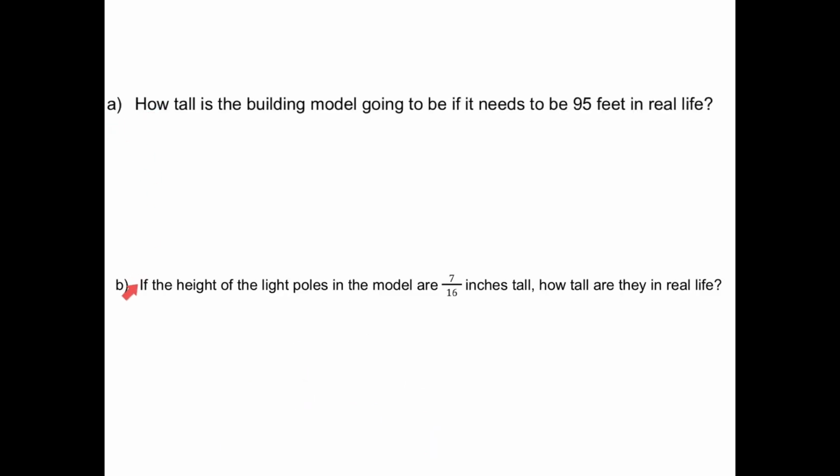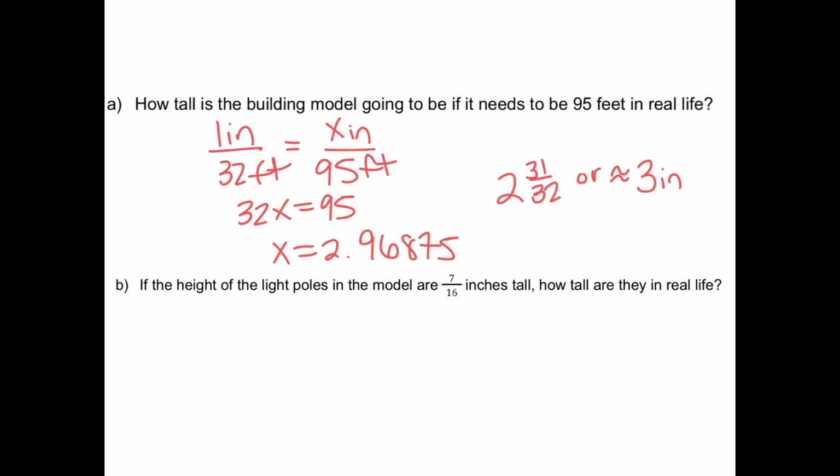So these problems have a part A and part B, so it's going to be using that same scale factor of 1 inch to 32 feet. So keep that in mind here. It says how tall is the building model going to be if it needs to be 95 feet in real life, and if the height of the light pole in the model is 7/16 inches tall, how tall is it in real life? When I do these problems, I do find it very helpful to include the labels in the math problem, but as long as you understand that they are only labels and they're not multiplying or anything, it's not 1 times inches or 32 times feet, it's 1 over 32 equals X over 95, and that's what we're solving. So this first problem ended up giving me this decimal.